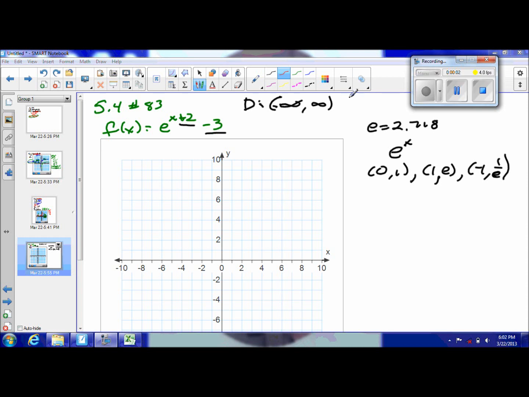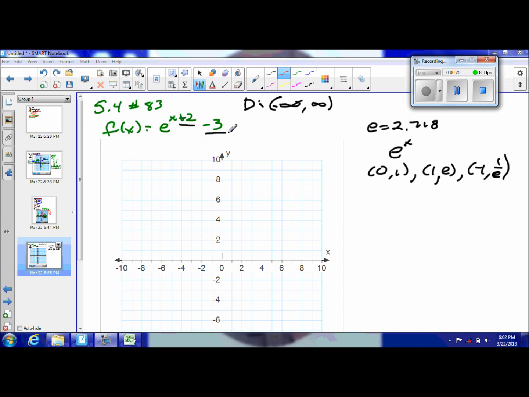This is problem 83 on 5.4, and another good example of logarithmic and exponential functions, how they are inverse of one another, and graphing them and getting domain and range. So I'm starting out with my function e to the x plus 2 minus 3.